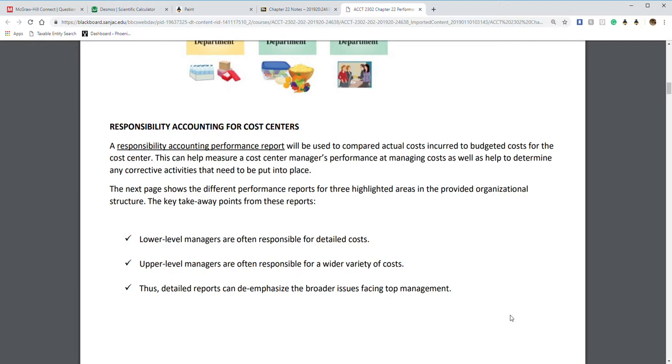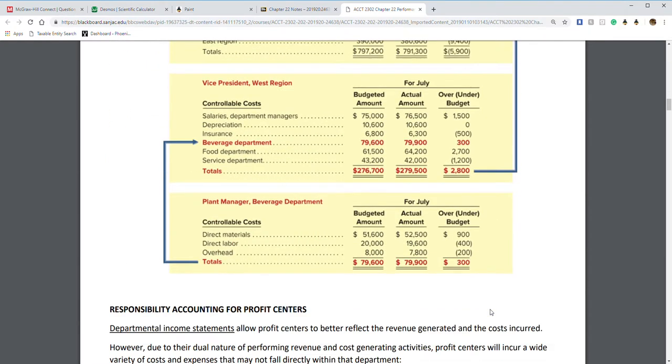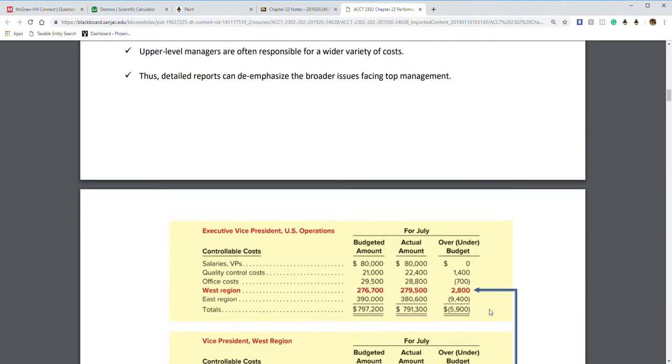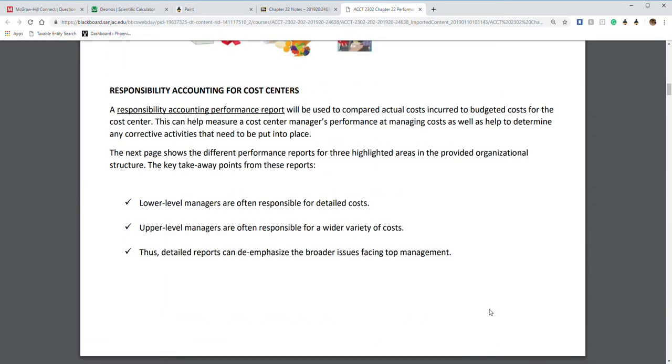Okay? So even though it's saying the next page shows this, there's not really much in here just for this little detail, but we'll get into it. The next page is going to show these performance reports, and it's going to show the organization structure through these points.